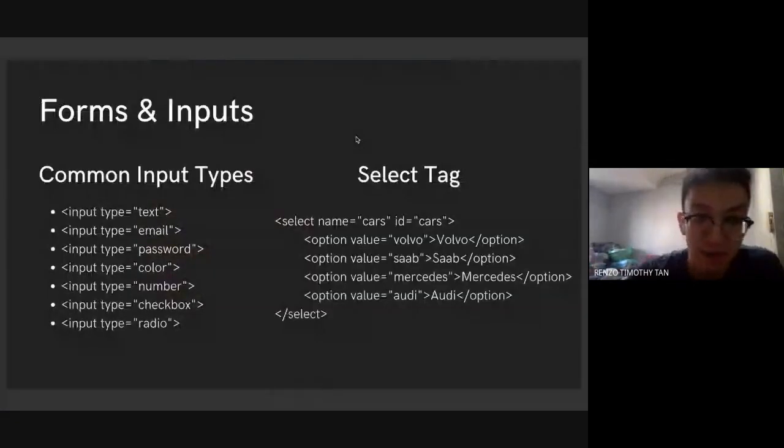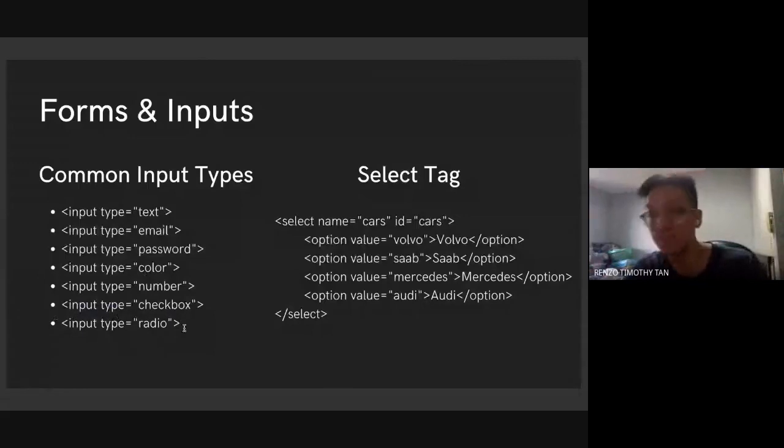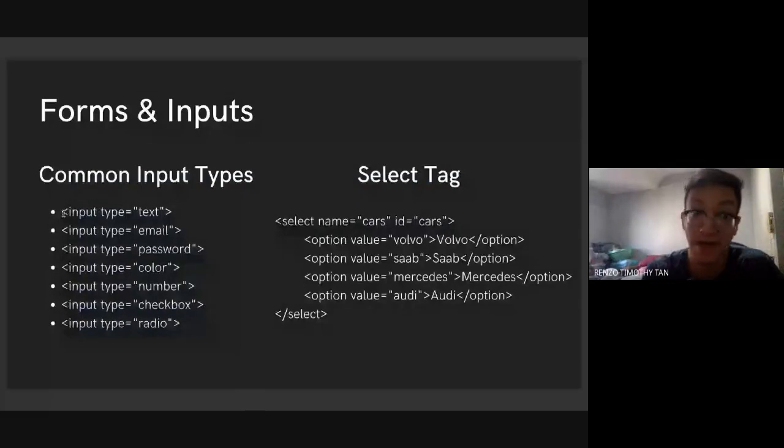So there are also other common input tags. There's also text, email, password, color, number, checkbox, and radio. Since we don't have much time, I won't be discussing all of that, but you can search that on your own. There's a lot of resources out there that you can look at. So if you need a text field, an email field, a password or color field, it's also searchable naman.